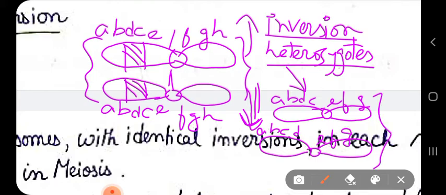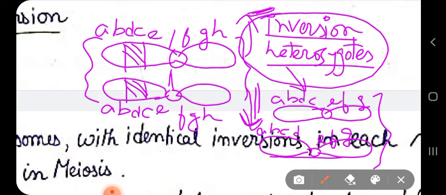So this is called inversion heterozygotes, and when inversion heterozygotes undergo the meiosis process, they will produce some deletions, some duplications, and other curious configurations will also be observed. This is the problem that we face when we see them cytologically, when chromosomes are inversion heterozygotes, right?